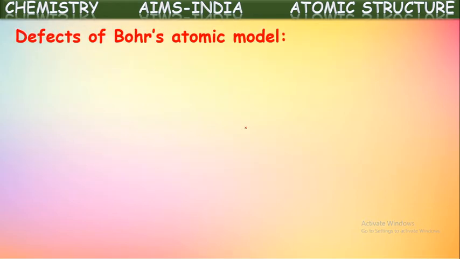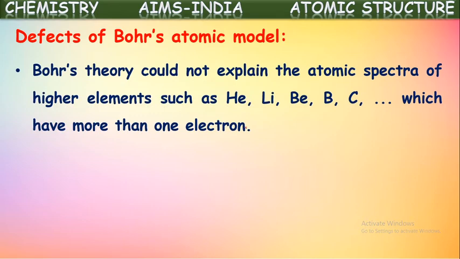Even though we have all these clarities given by Niels Bohr, there are some drawbacks or defects in this theory also. Let us see those. Bohr's theory could not explain the atomic spectra of higher elements, or the elements with more than one electron. For example, atomic spectra of helium, lithium, beryllium, boron, carbon. These atomic spectra were not explained by Bohr's theory.